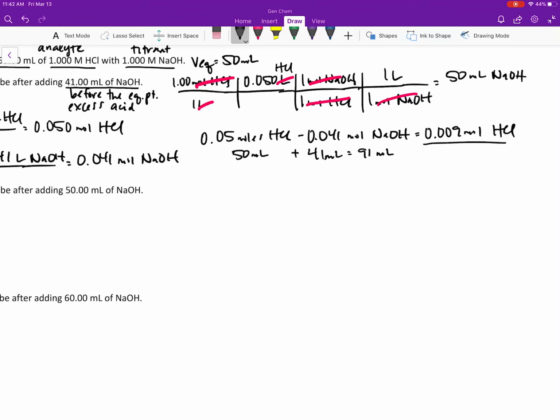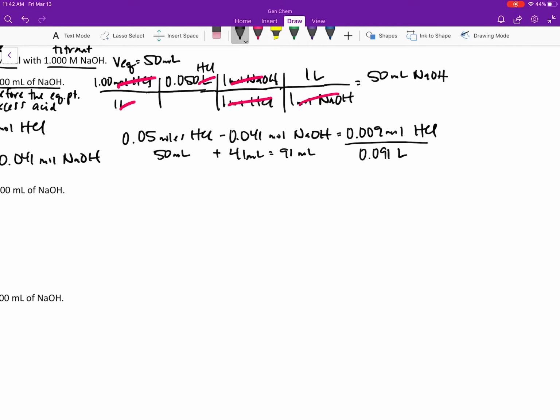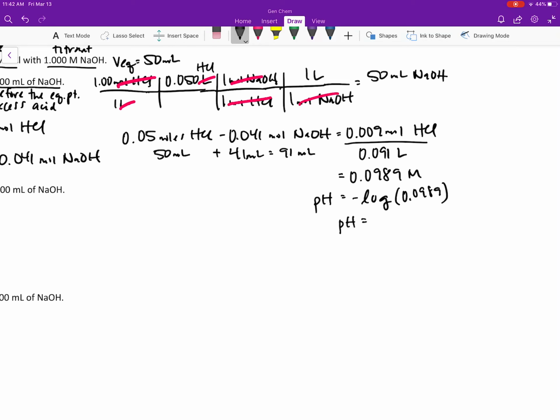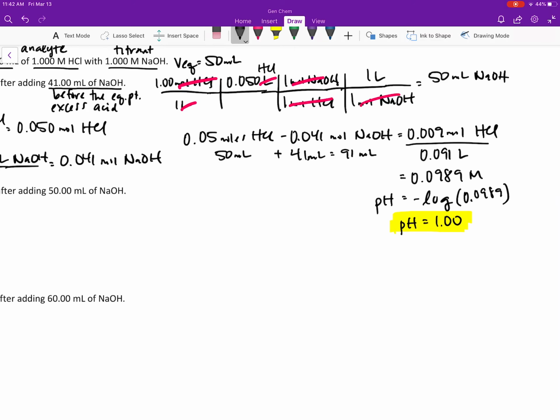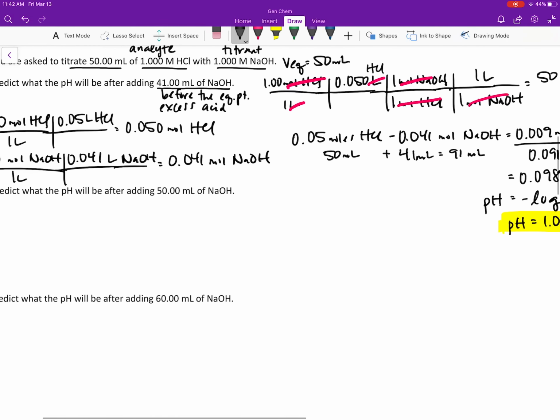So I had 50, I added 41. So my new volume is 0.091, giving me a new molarity of HCl of 0.0989. And that I'm going to go ahead and plug directly into the negative log of, and that gives me a pH equal to pretty close to 1. Okay, so that's after 41 milliliters, 9 milliliters away from the equivalence point.